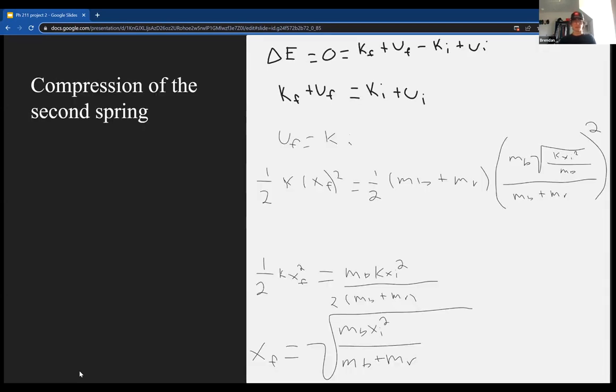And for the compression of the second spring, we would be using the conservation of energy equations to solve for the distance that the spring compresses. And here we would make sure that the change in energy would be equal to 0. And we're solving for the distance compressed.